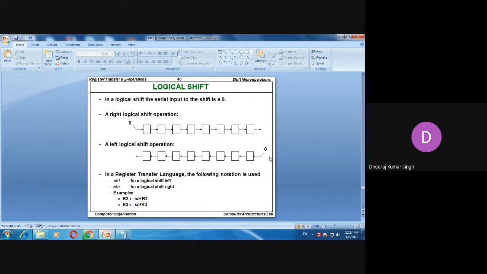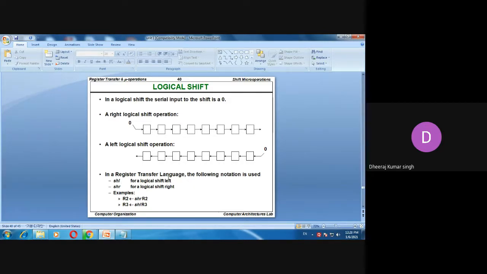Second is the logical shift operation. In a logical shift, the serial input to the shift is a 0. In a right logical shift operation, we pad the 0. Padding means whenever we add a 0 to a number, either on the left-hand side or the right-hand side. So we pad the 0 from left to right, which is the division of a number. In a left logical shift operation, we pad the 0 from right to left, which is the multiplication of the number by 2.